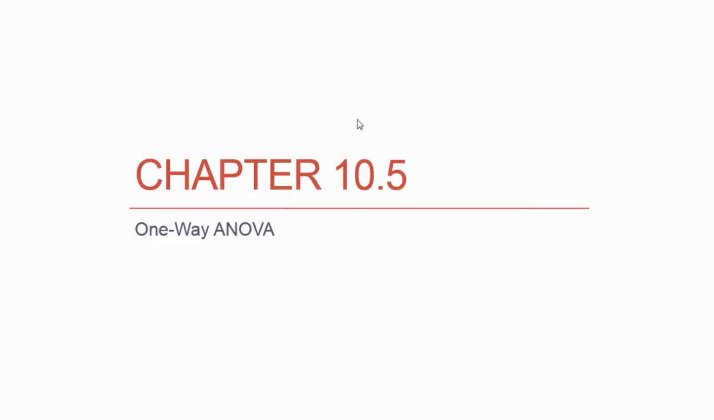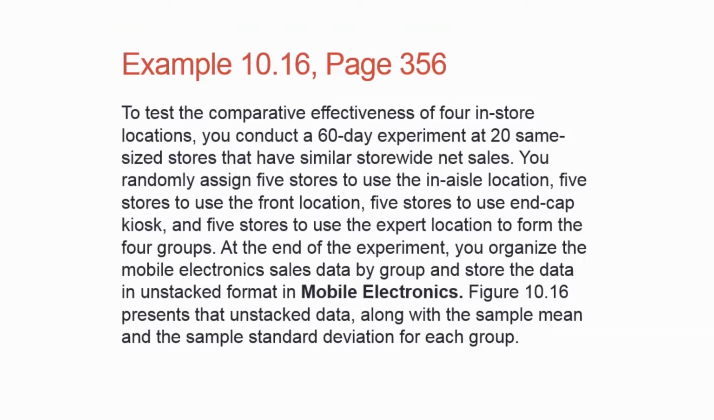They're normally distributed populations. And we are assuming the variances are equal in order to do this one-way analysis of variance. Now, we're actually going to test that using the Levene test or an alternative method, but we'll show you that when we get there. Okay, this is example 10.16 on page 356 of the text.